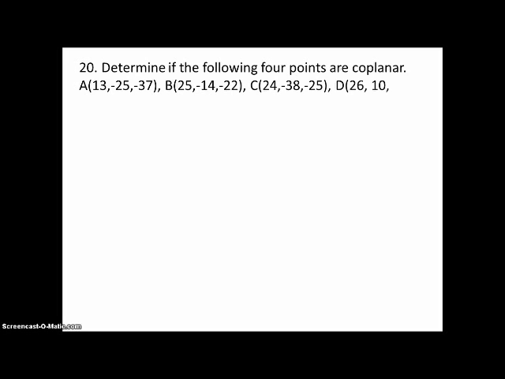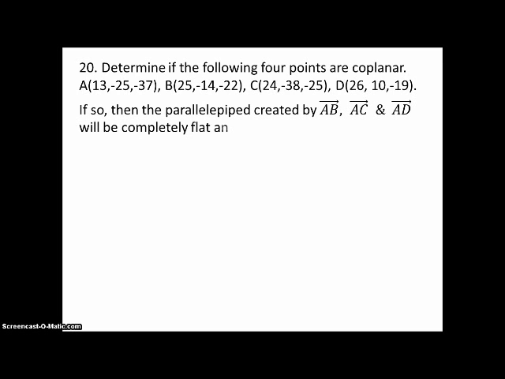Number 20, determine if the following four points are coplanar. There's A, there's B, there's C, and there's D with ridiculously big numbers. If they are in the same plane, then the parallelepiped created by any vectors in the plane would be completely flat and therefore have zero volume. So what we're going to do is compute these three vectors, and again you can use any combinations, and then compute the volume of the parallelepiped, and if it turns out to be zero, then we know the points are coplanar, and if not, they're not coplanar.